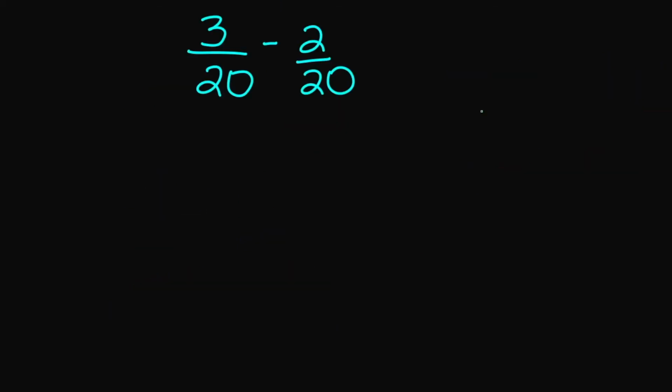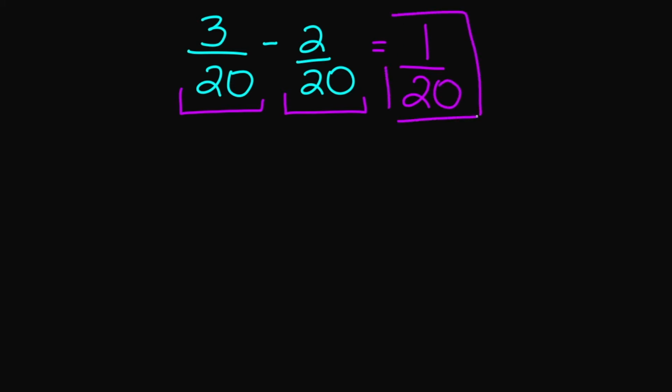Let's look at this example here, 3 over 20 minus 2 over 20. My denominators are the same, so I'm going to subtract my numerators. 3 minus 2 is going to give us 1. That's going to be over 20. So your final answer is 1 over 20.